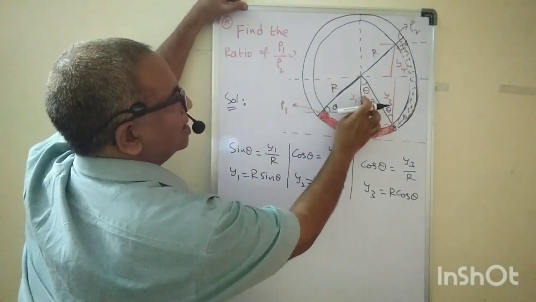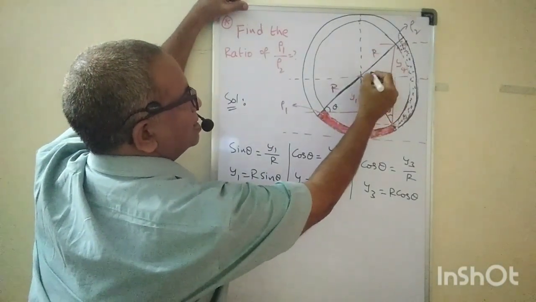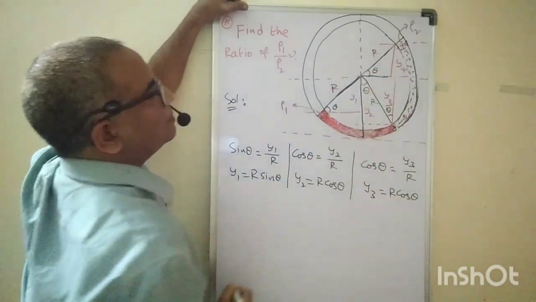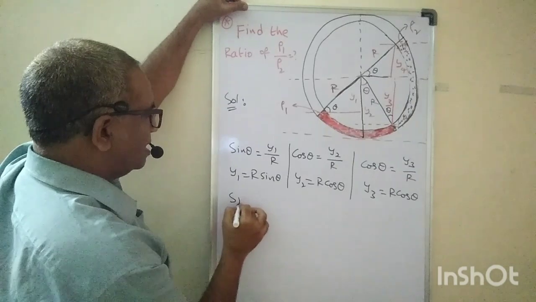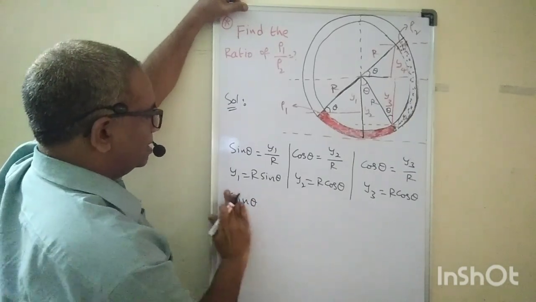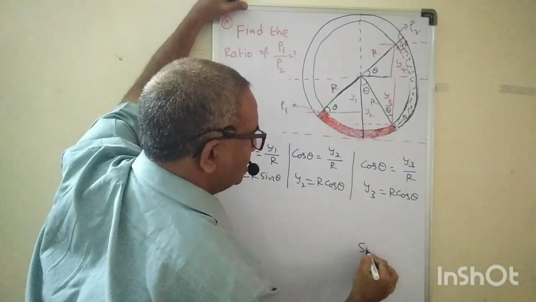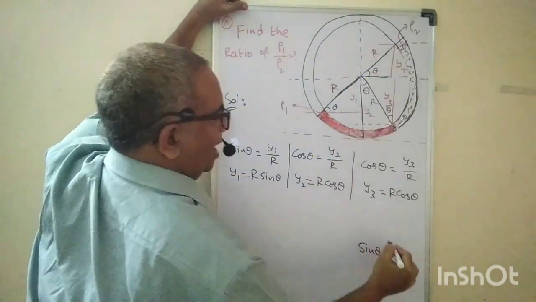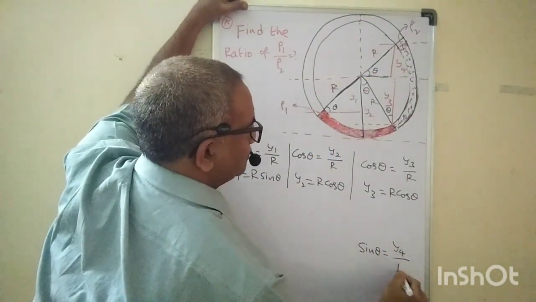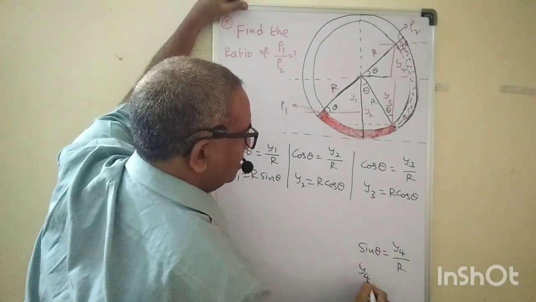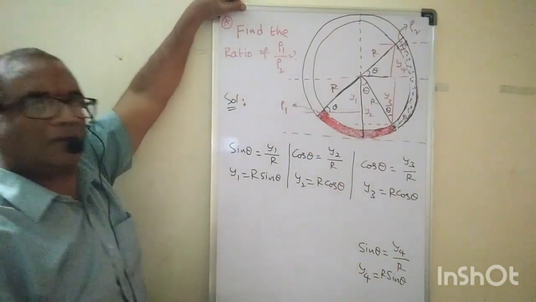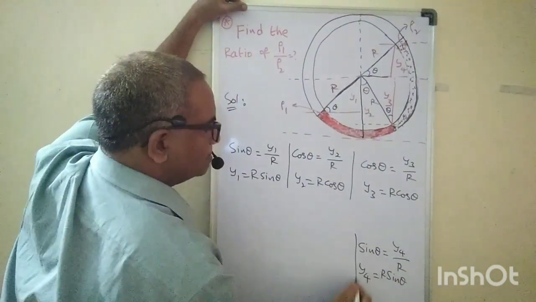Okay, if this one is theta, then how much is this one? 90 minus theta. Then this one is how much here? This one is also theta. Therefore, what is sine theta here? Okay, here I will write. What is sine theta here? Sine theta is equal to y4 by r. Therefore, what is y4 here? It's nothing but r sine theta. Okay, are you following, sir, what I am saying here?